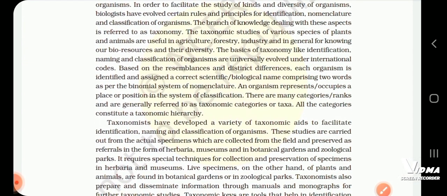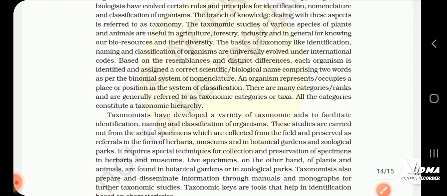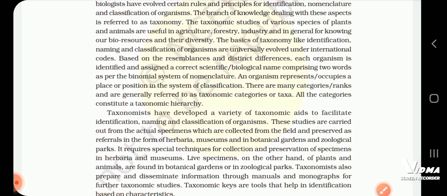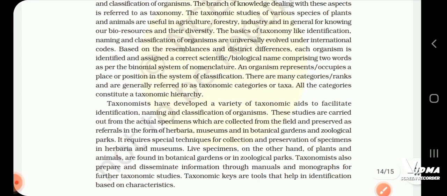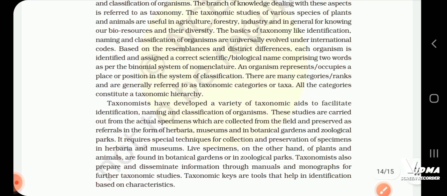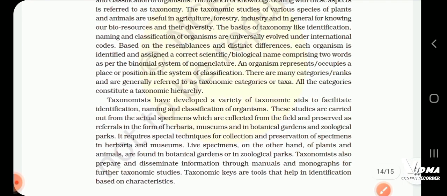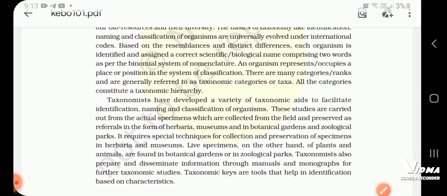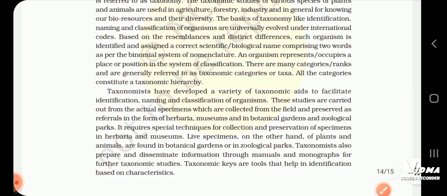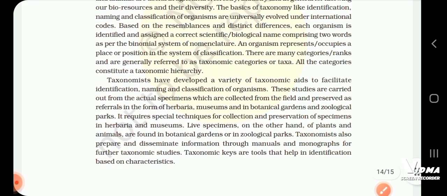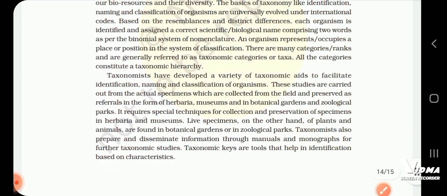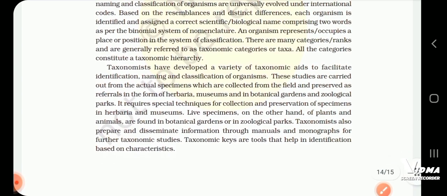The taxonomic study of various species of plants and animals is useful in agriculture, forestry, industry, and in general in knowing our bio-resources and their diversity. The basics of the taxonomic hierarchy, taxonomy like identification, naming, and classification of organisms, are universally evolved under international codes. Based on resemblance and distinct differences, each organism is identified and assigned a correct scientific or biological name comprising two words as per the binomial system of nomenclature. An organism represents or occupies a place or position in the system of classification.